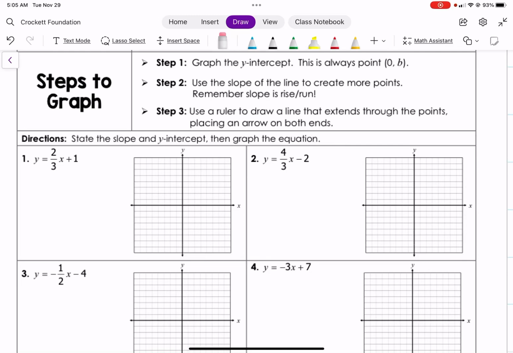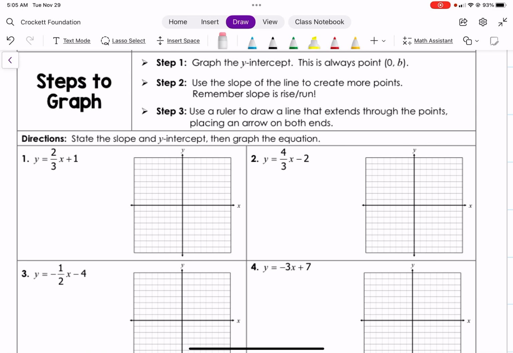All right, welcome back. Today's lesson, we're going to discuss graphing lines, okay? And I already have some steps written out up here. Step 1, graph the y-intercept. Step 2, use the slope of the line to create more points. And then step 3, use a ruler to draw the line that extends through all of the points, placing an arrow at both ends. So throughout this video lesson, you're going to see me follow all 3 of these steps. I'm just going to take my time to show you how to properly do these things, okay?